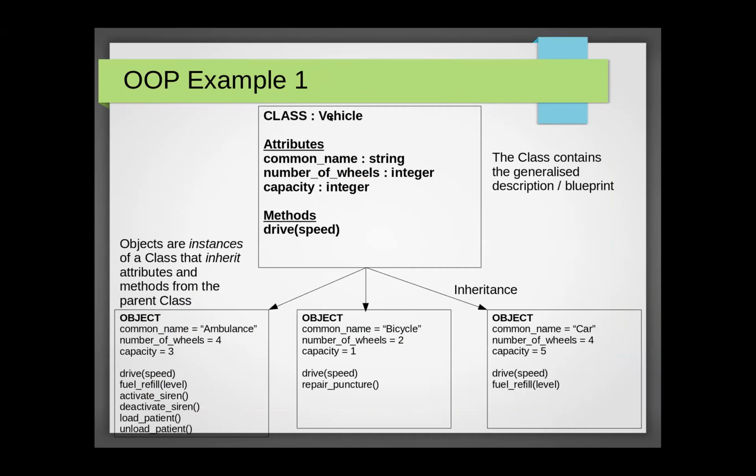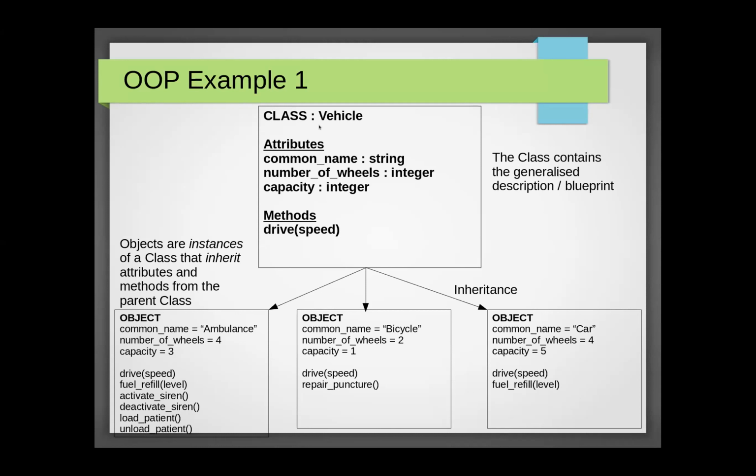So imagine we've got a class called vehicle. And as we said, all classes and all objects have attributes and methods. So attributes are variables and their associated values that belong to that particular object or class. And then we have methods, which are functions that make sense for that particular class or object. So the class contains the generalized description or blueprint.